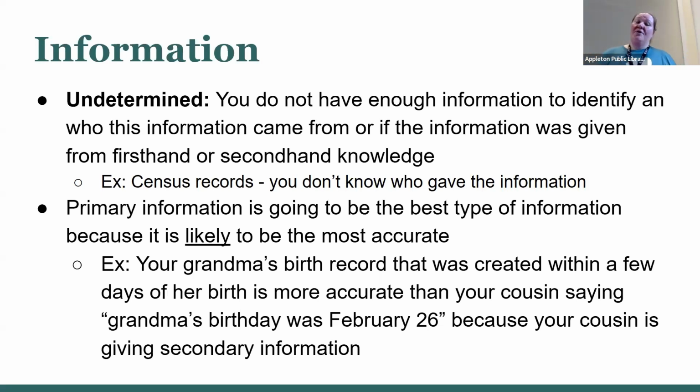So just like with the sources, primary information is going to be the best type of information because it's likely to be the most accurate. So again, your grandma's birth record that was created within a few days of her birth is more accurate than saying grandma's birthday was February 26th because your cousin is giving you secondary information. Your cousin wasn't at your grandma's birth. They were, again, told that date. And it is my grandma's birthday tomorrow on February 26th.